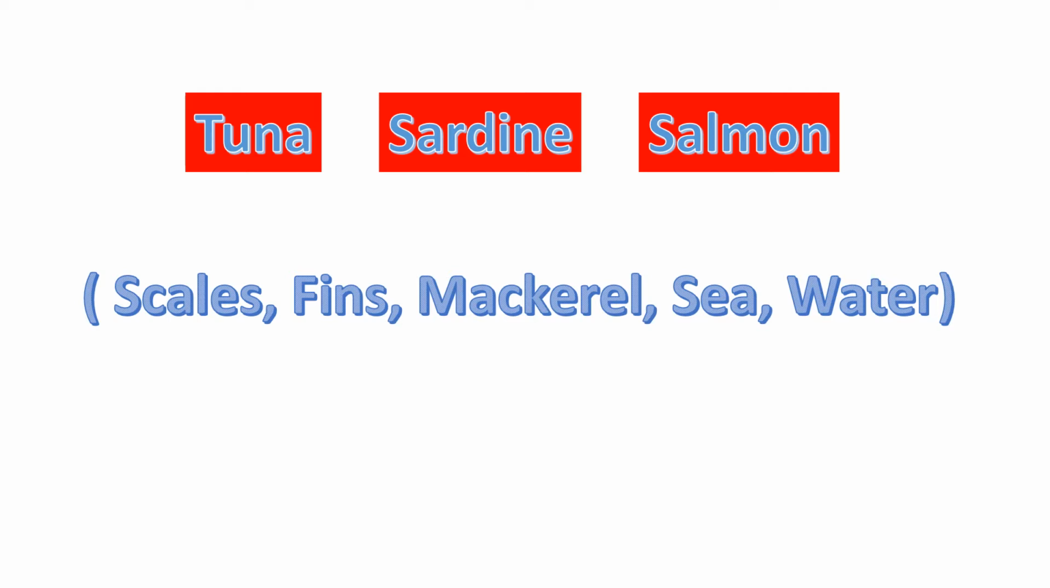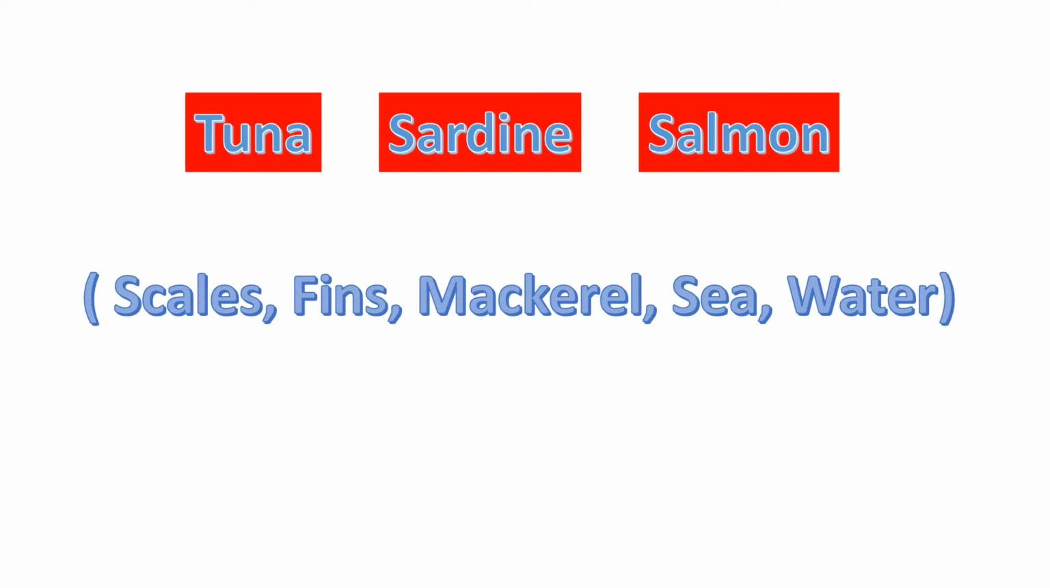Well done. Yes, all of these are types of fish. So tuna is a type of fish, sardine is a type of fish, and salmon is also a type of fish. Now we can have a look at the words inside the brackets. And what we can do is use the process of elimination to rub out anything or to take out, cross out anything that is not a fish. So scales, the first word is scales. Is that a fish?